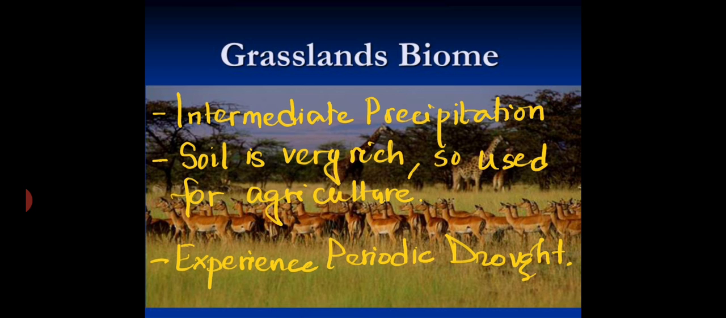Because soils of the grassland biome are so rich, they are heavily exploited by people for agriculture. Poor agricultural practices in grasslands have resulted in widespread soil erosion and desertification.